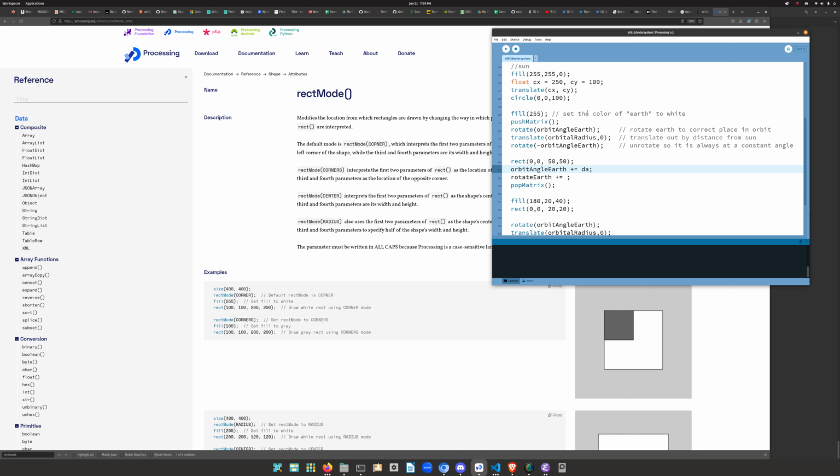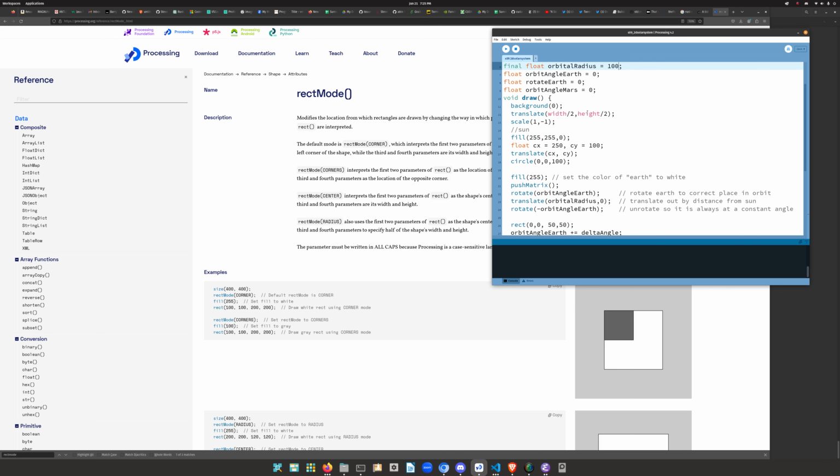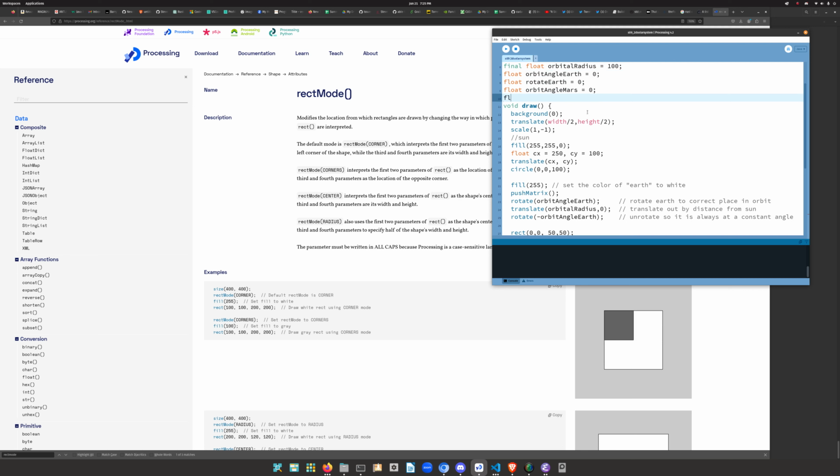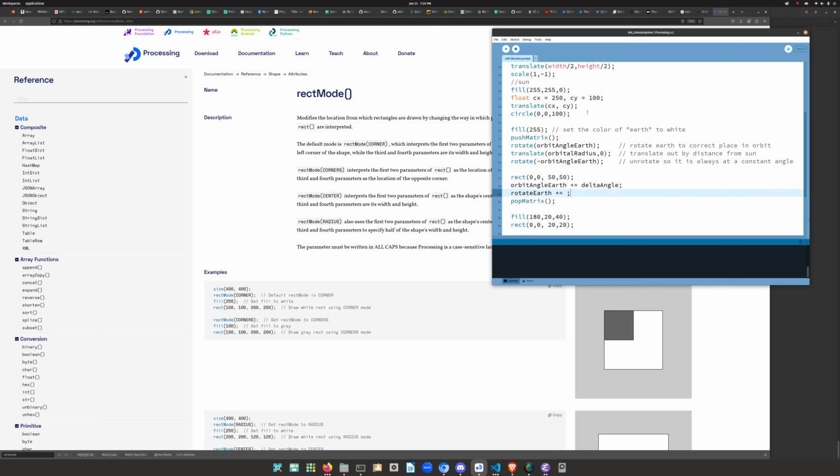Let's just call this DA, delta angle, right? We'll pick whatever we want for delta angle based on our animation. So final float delta angle equals, all right, let's just take that as the base speed of our animation. Whatever that one is, I know that the rotation is about 365.25 times faster than that one.